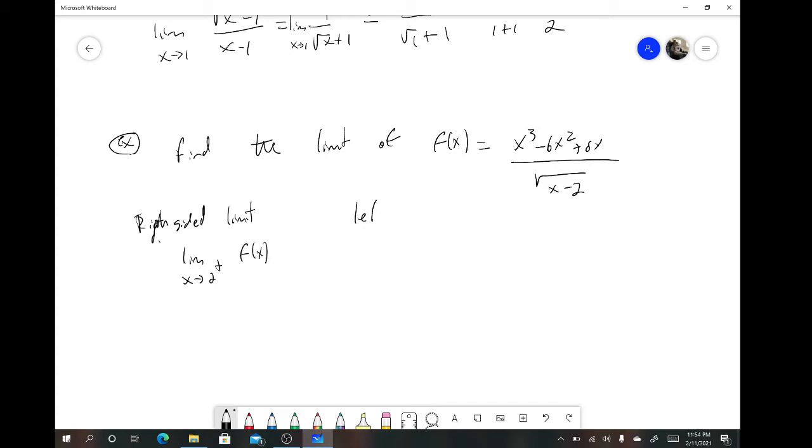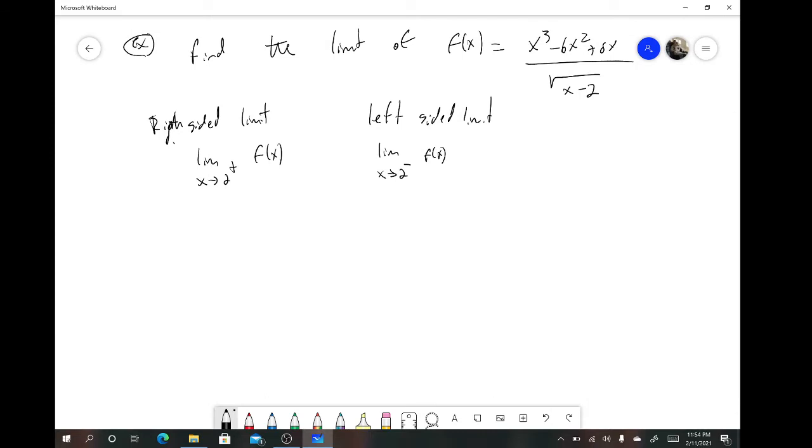We want to find the left-sided limit, which is the limit as x goes to 2 from the left side of f of x. And then we want to say whether they exist or not. Okay, so let's first take a look at what we're dealing with. So f of x is x cubed minus 6x squared plus 8x divided by radical x minus 2.